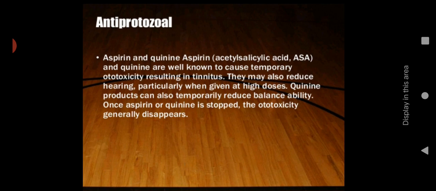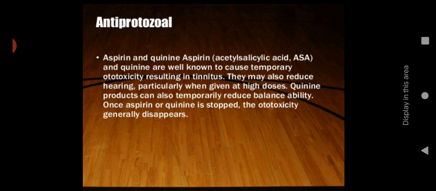Then antiprotozoal drugs, which we use for treating protozoal infections. Aspirin, acetylsalicylic acid, and quinine are well known to cause temporary ototoxicity resulting in tinnitus. Quinine we use for malaria treatment. They may also reduce hearing, particularly when given at high dose. So the problem is when we give a high dose, if the recommended dosage is exceeded, then it can lead to this kind of ototoxicity. Quinine products can also temporarily reduce balance ability. Once aspirin or quinine is stopped, the ototoxicity generally disappears.